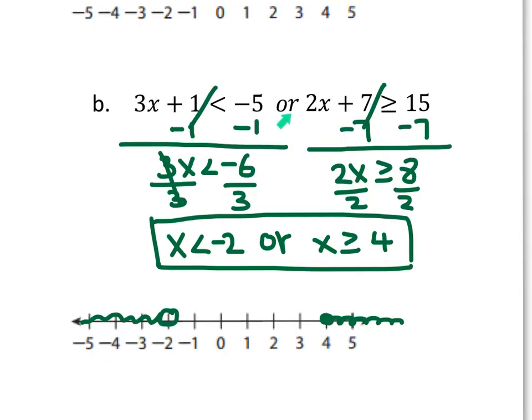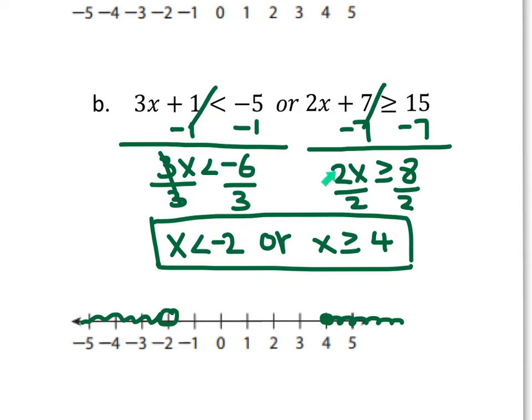Part B is an OR problem, which means they are going to go in different directions. But first I need to solve it. So I'm going to subtract by 1 on both sides. I end up with -6. 3x, divide by 3 on both sides. And x is less than -2.